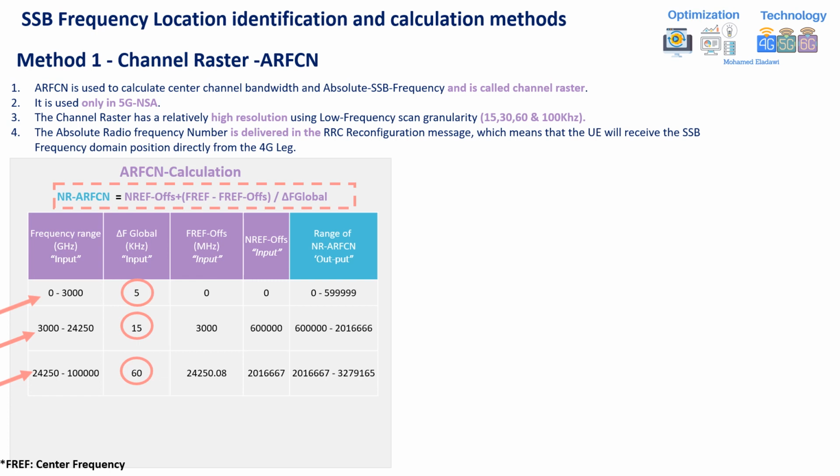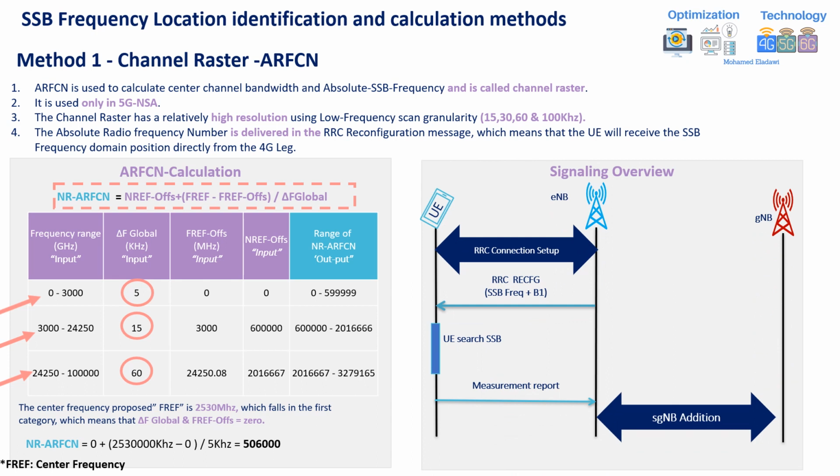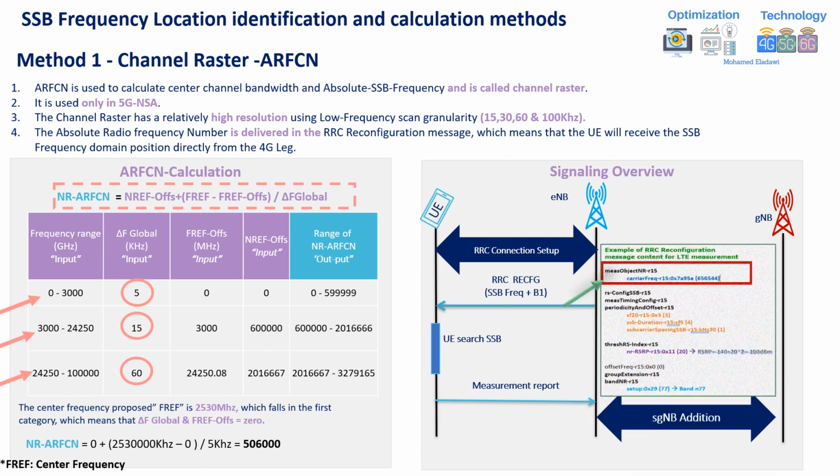Now let's apply the above given formula in one example, assuming the following. The center frequency proposed is 2530 MHz, which falls in the first category, which means that delta F global and FREF offset equal 0. In this case, NRARFCN will be equal to 506,000. Now let's look at the signaling overview, which illustrates where the absolute frequency for SSB will be delivered. As shown, the signaling flow shows that the UE received the SSB frequency through the RRC reconfiguration message from the 4G BTS.